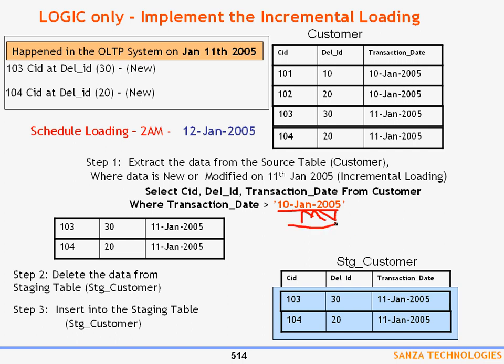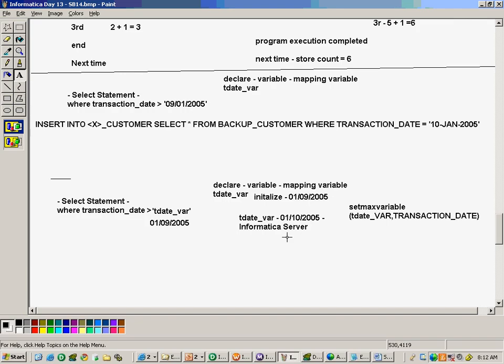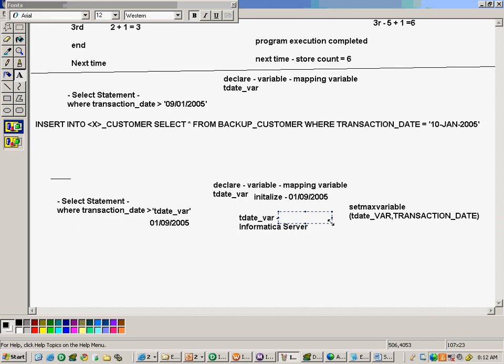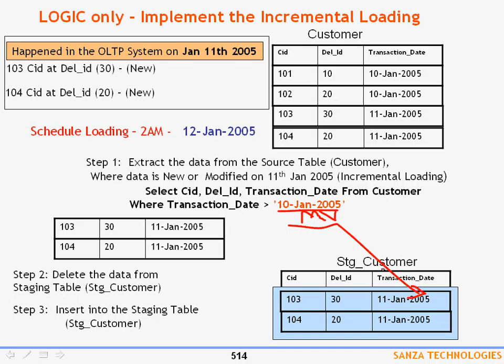I'll compare this mapping variable value to this transaction date with a function called setMaxVariable. Whichever is the maximum, it will set row by row. It will look into it, and the final value will be stored in your Informatica variable, which will be updated to 01/11/2005. That is the value that is stored.